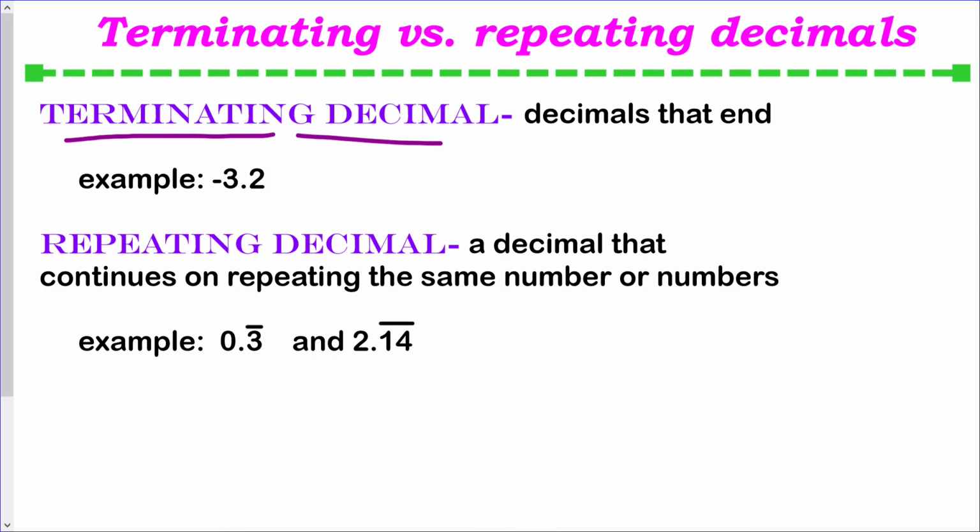When you have a repeating decimal, you'll see a line, and that is the bar notation. Whatever numbers the bar is going over are the numbers that are repeating. So for example, 0.3, the bar is over the 3, so it's 0.3333333.